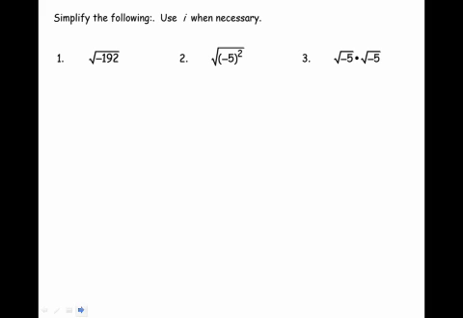For number 1, what we need to know is that anytime there's a negative under the radical, we'd want to factor out an i. And then after we do that, we just want to go ahead and simplify the square root of 192.